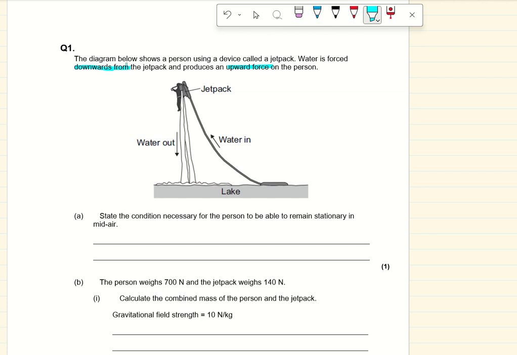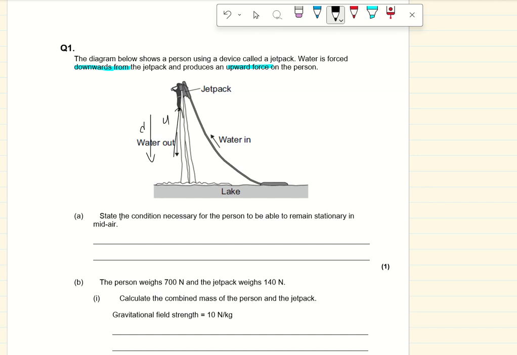Okay, so the diagram below shows a person using a device called jetpack. Water is forced downwards from the jetpack and produces an upward force on the person. So we have a downward force, which is this way, and we have an upward force, which is this way. Now think about Newton's first law.